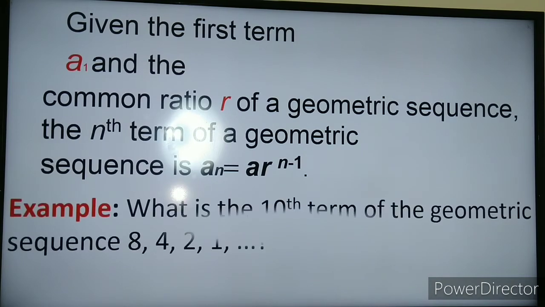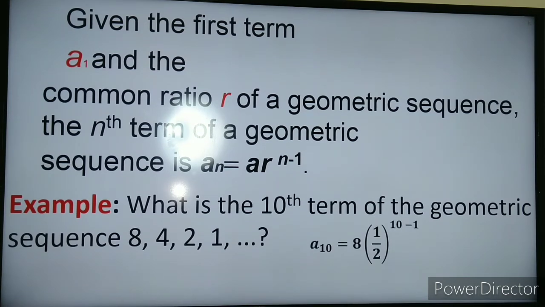Example. What is the 10th term of the geometric sequence 8, 4, 2, 1? The first term is 8. We are looking for the 10th term, so we will use a sub 10. Then the common ratio is 4 divided by 8 is 1/2, 2 divided by 4 is 1/2, 1 divided by 2 is 1/2. Therefore, the common ratio is equal to 1/2.